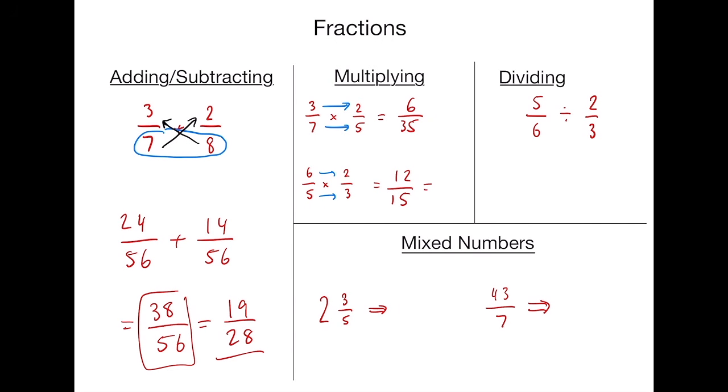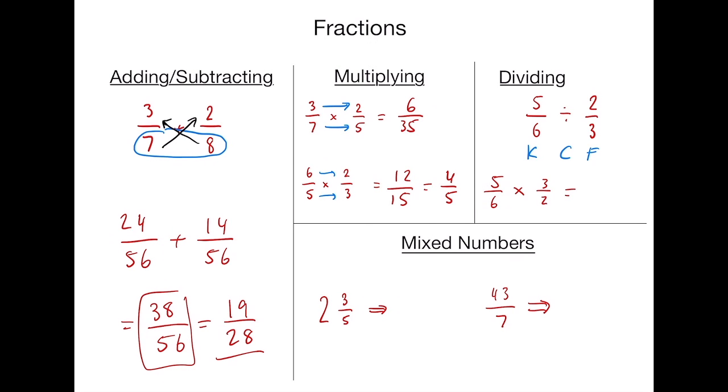Again, always look out for that simplifying if it's there. 12 and 5 both divide into 3, so we can rewrite that as 4 over 5. When it comes to dividing, you may have heard something called keep, change, flip. That is what we're going to use here. Keep the first fraction the same, 5 over 6, change that divide into a times, and flip the last fraction so it becomes 3 over 2.